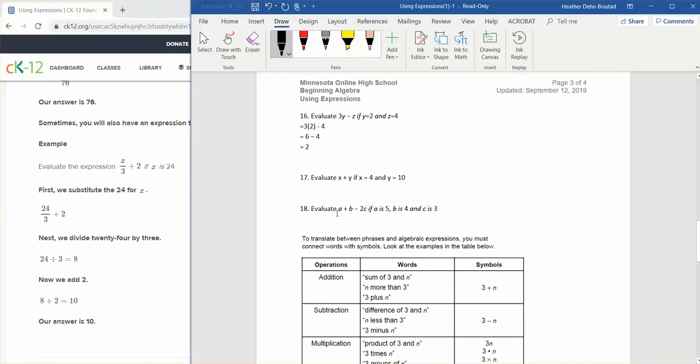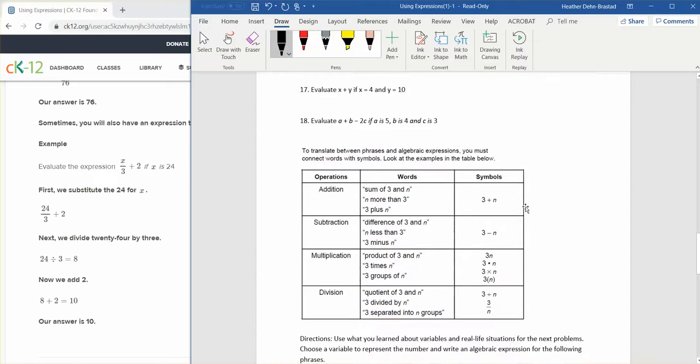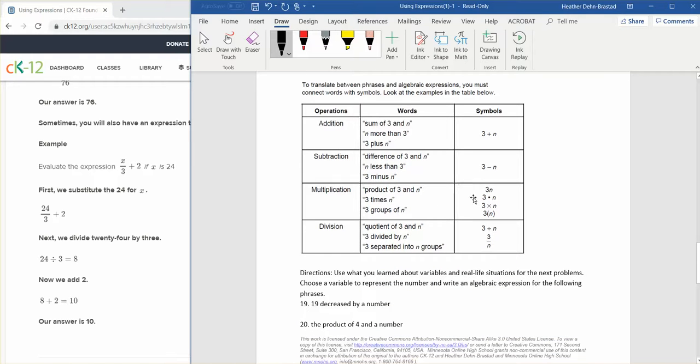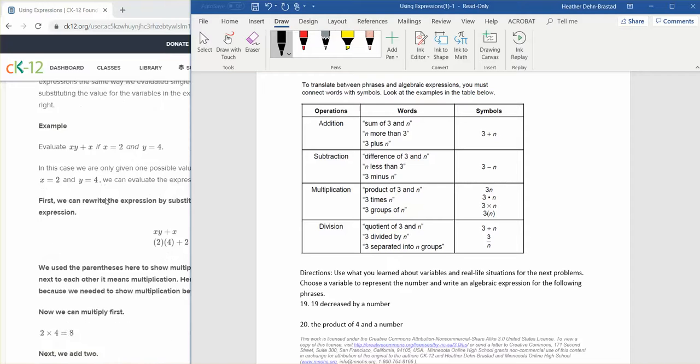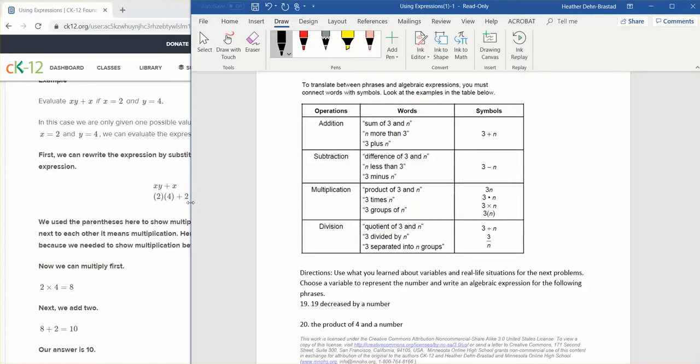In 18, there's 3 different variables, and here is what those variables are equal to. Then we're going to do a few problems where you're going to translate between a written expression in words into an algebraic expression. So there's some information in this table here that might help you out. And there's also information in your book, of course. So let me move down to that section of the book.